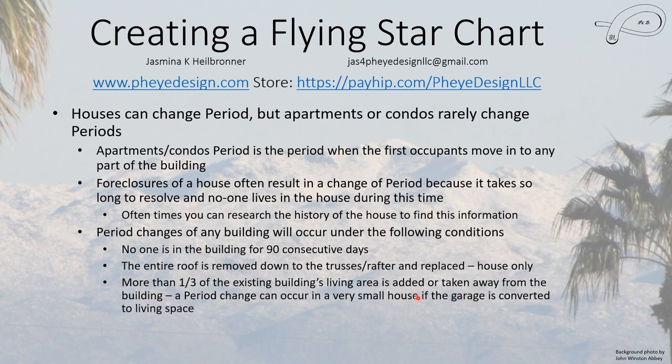Now, the other way to do it is if more than one third of the existing building's living area is either added or taken away from the building. And this means that a period change could occur if a very small house has a garage that is converted to living space. Or it could go the other way too, but most houses that are very small don't have garages. So this would be quite rare, but I don't want to say it can't happen.